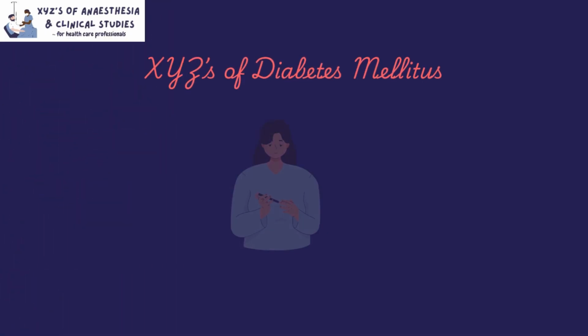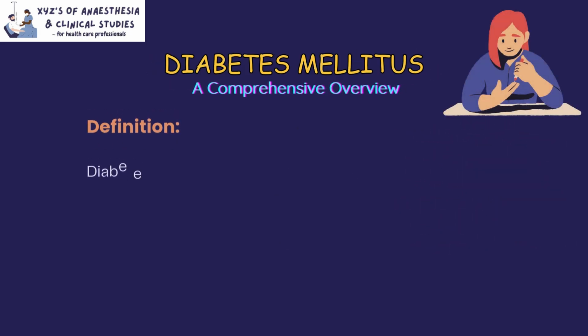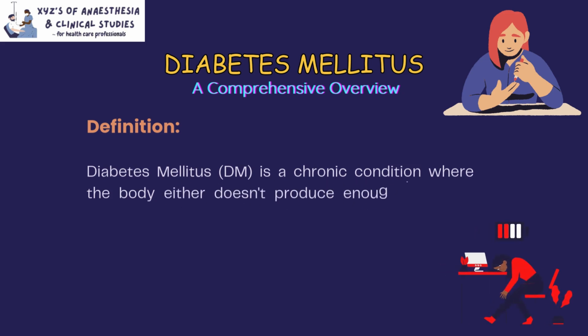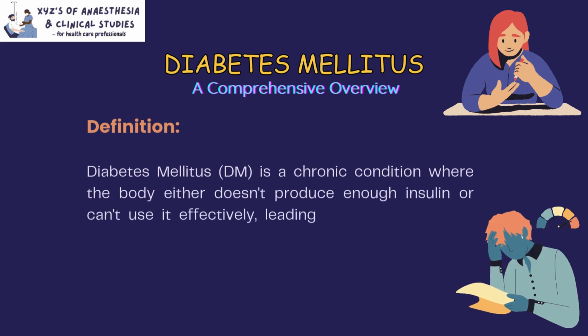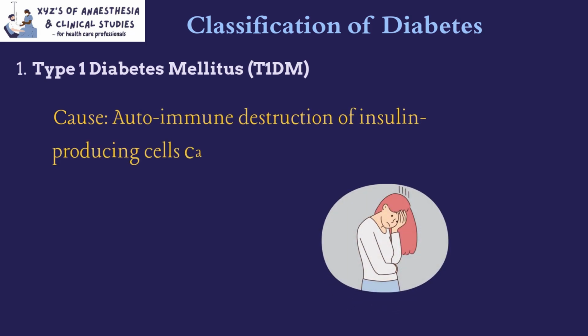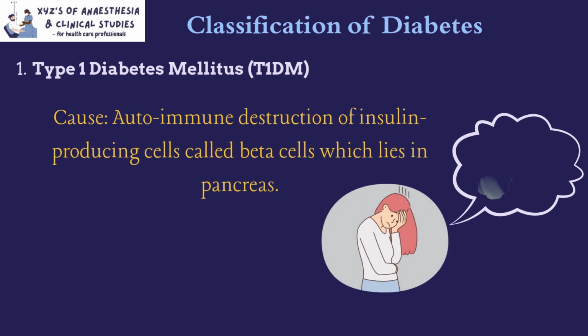Today we are going to learn all about diabetes mellitus. It is a chronic condition where the body either doesn't produce enough insulin or can't use it effectively, leading to high blood sugar levels. There are two classifications of diabetes. Type 1 diabetes mellitus is often caused by the autoimmune destruction of beta cells, which lie in the pancreas.